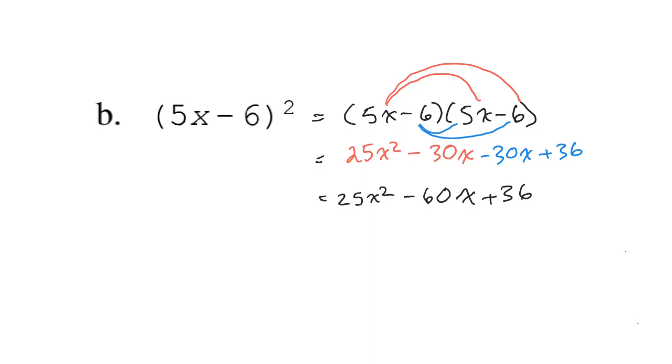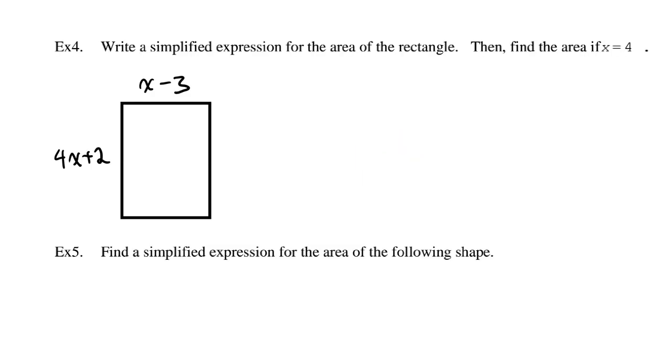Okay, so now let's go on to our word problems for the day, which involve shapes with this stuff. So for this problem, it says write the simplified expression of the area of the rectangle and then find the area if x is equal to 4. So remember, area is length times width. So imagine if this is the length and this is the width.